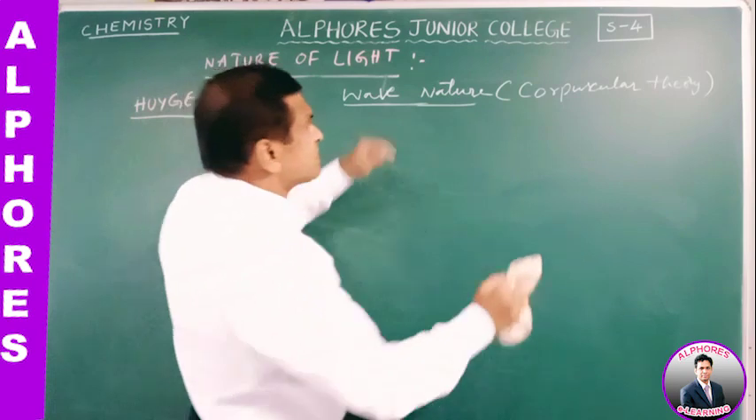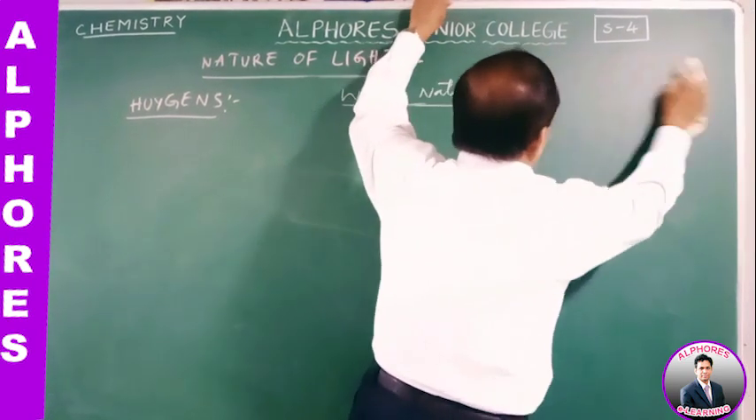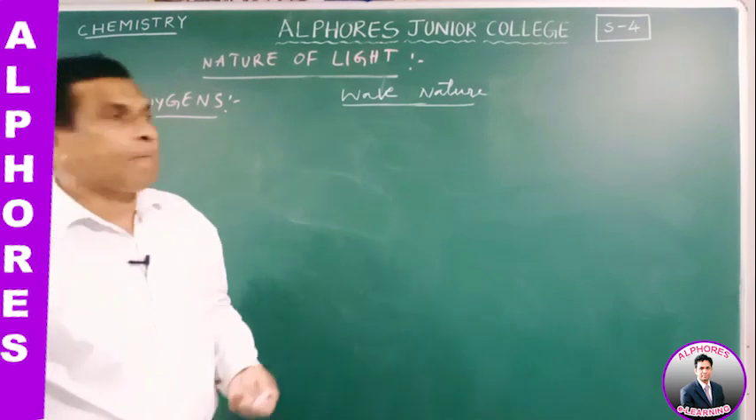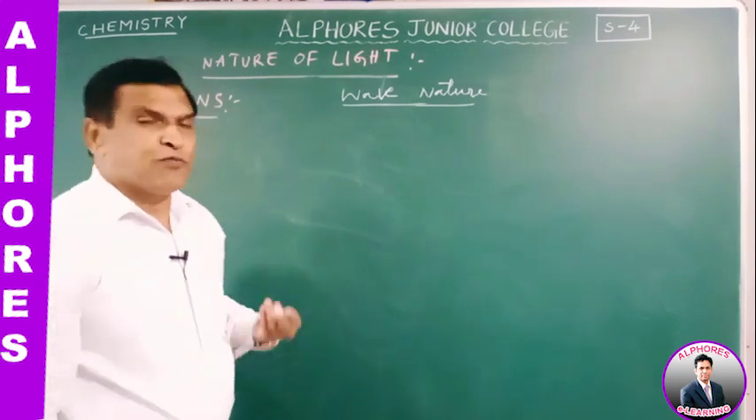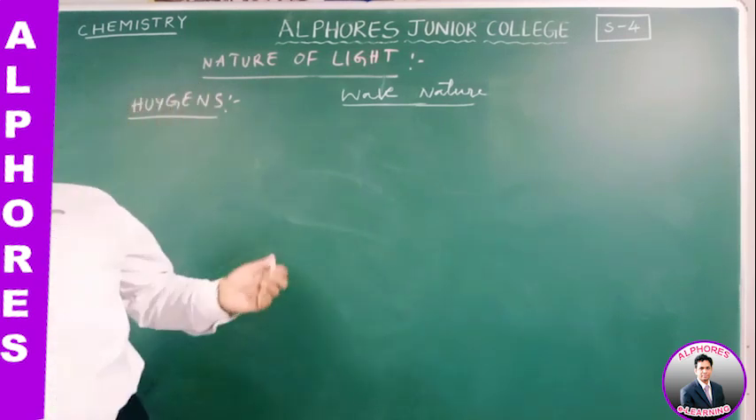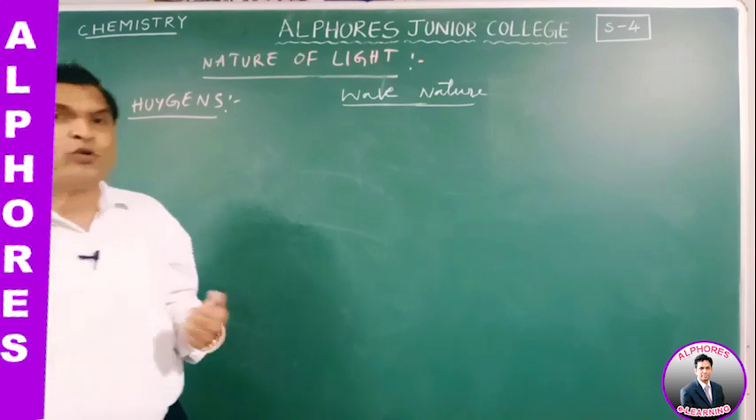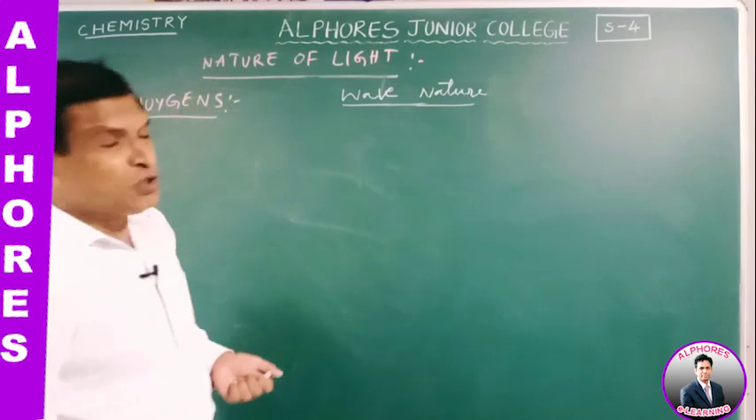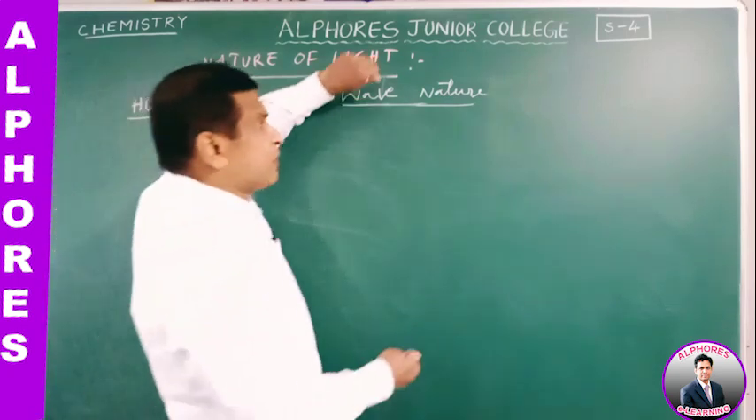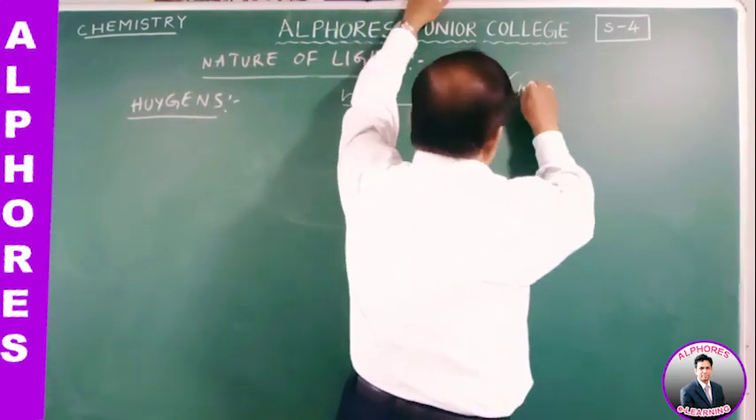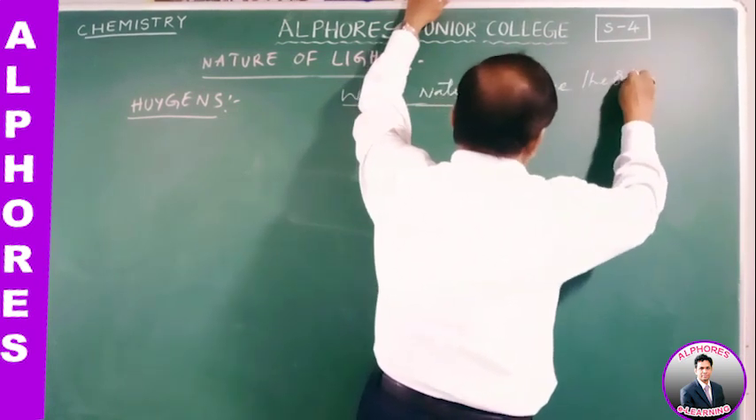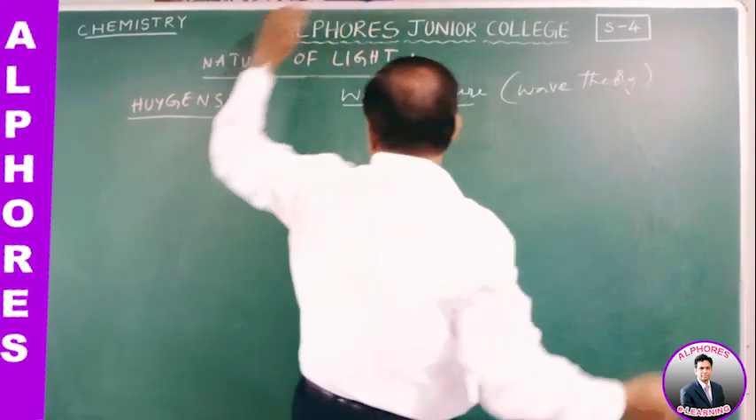According to Huygens, light is made up of a large number of invisible streams of waves distributed uniformly in all directions in straight lines. That is the nature of light according to Huygens. He proposed wave theory. Wave theory was explained by Huygens, the scientist.